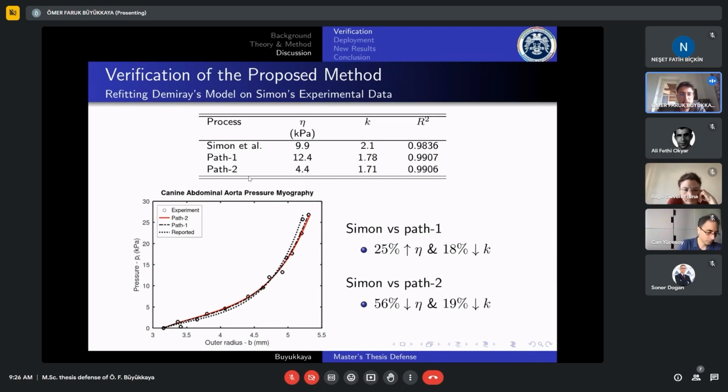And when we compare the reported parameters and the path 2 with the pullback algorithm, both parameters are decreased drastically. More than a 50% and almost a 20% decrement is seen in the parameters. And in fact, we get a less stiff material when compared to Simon's and PET1.